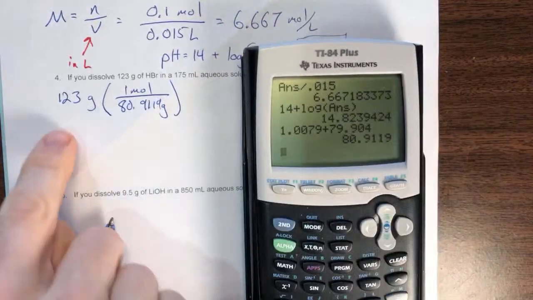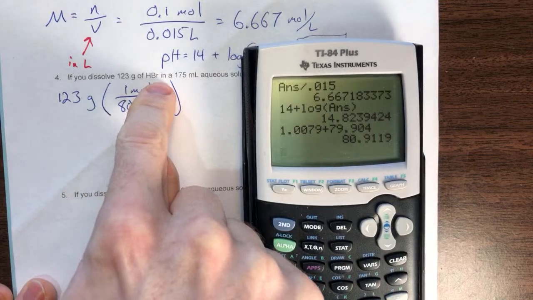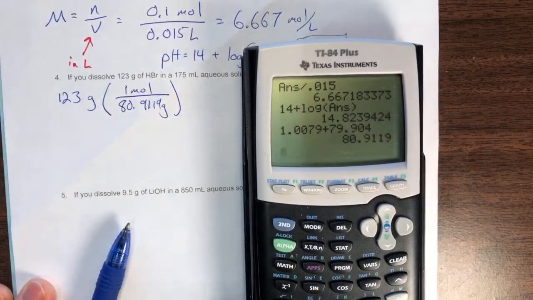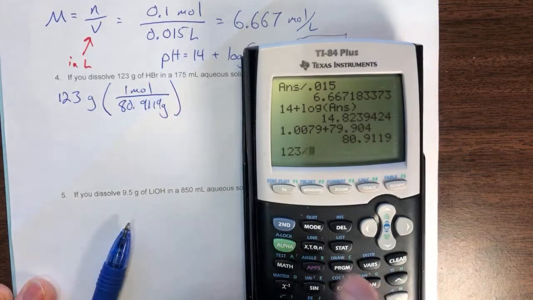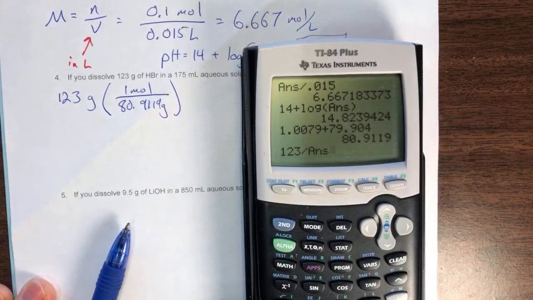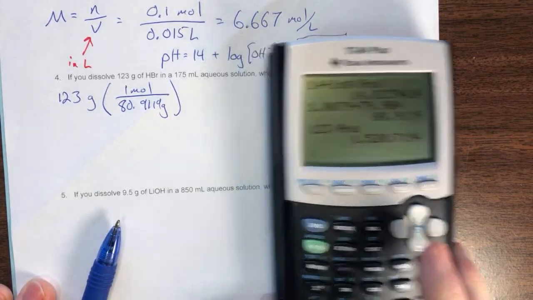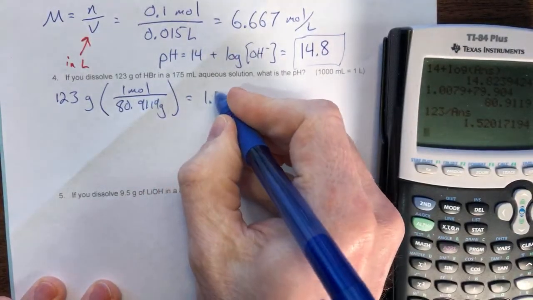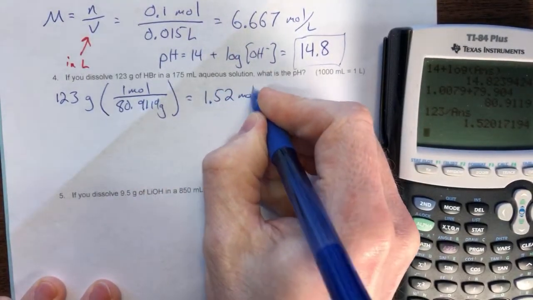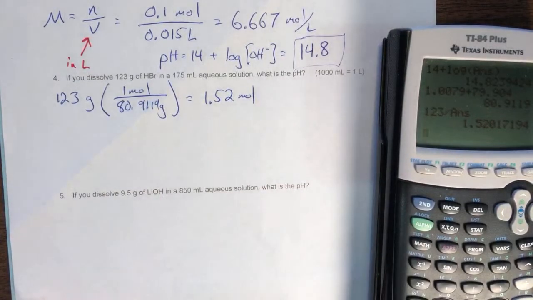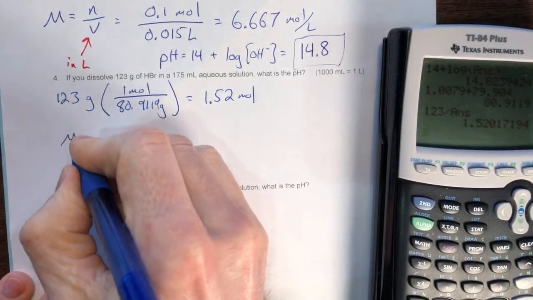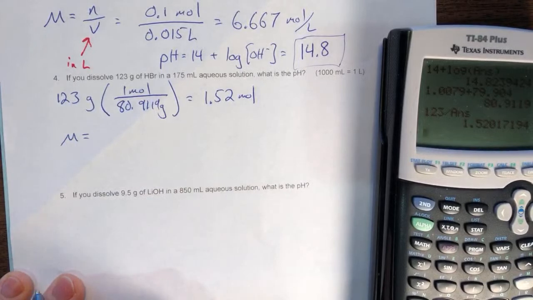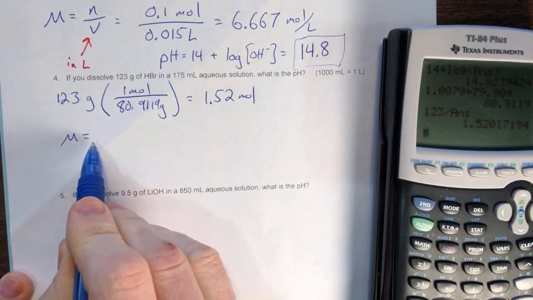So what we do is we do our 123. We're going to multiply by numbers on top, divide by numbers on the bottom. So that's going to be 123 divided by our previous answer to get me 1.52. And that's nice, 3 sig figs for that one. 1.52 moles. Okay? Now, next we need to calculate the molarity, right? First, calculate the moles. Second, calculate the molarity.